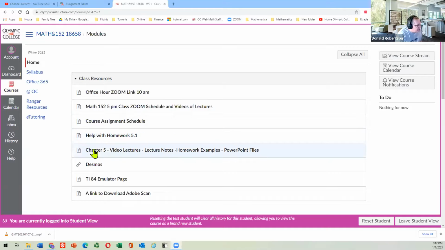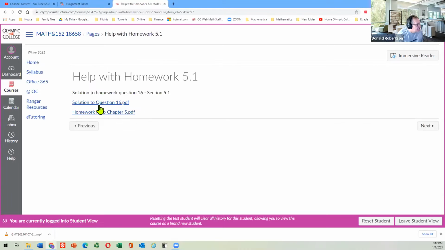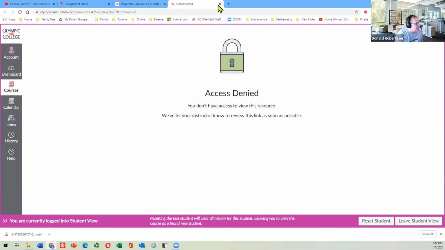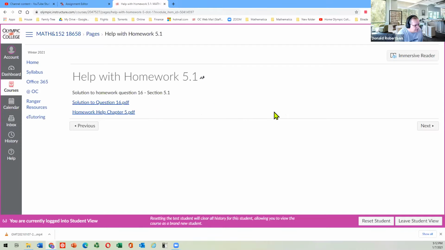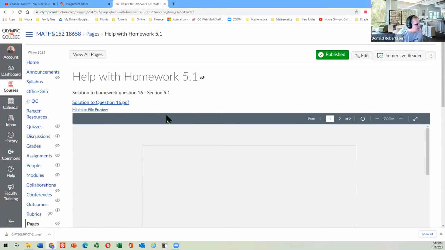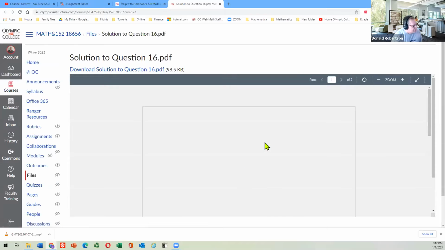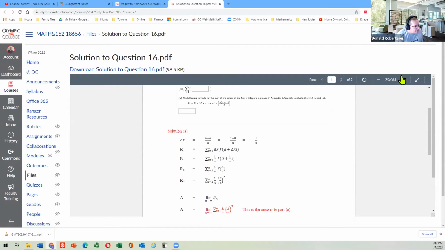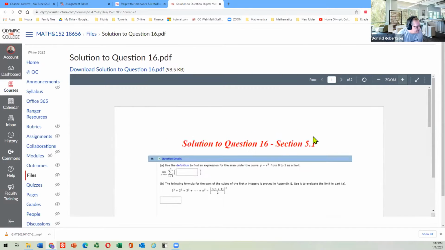So if we go to here, where is it? Oh, there it is. Help with homework 5.1. If you click on that, you see this one up here, solution to question 16, that's the one I'm talking about. And why have I got access denied? Okay, let me leave student view and just do it the normal way. There we go. Okay. So I'll make it a little bit bigger for us to see.